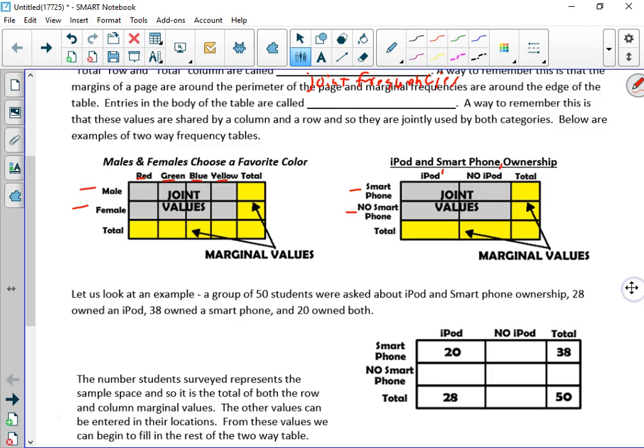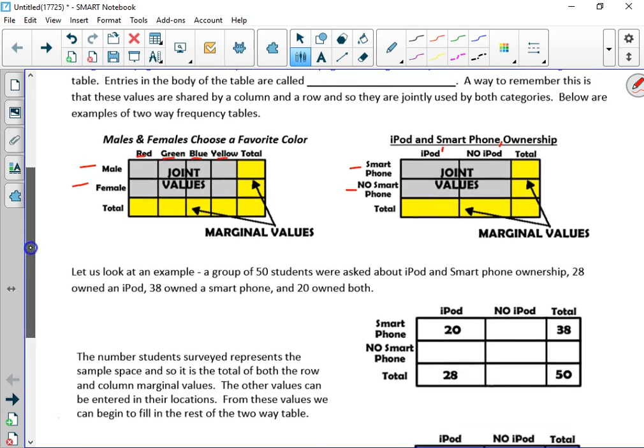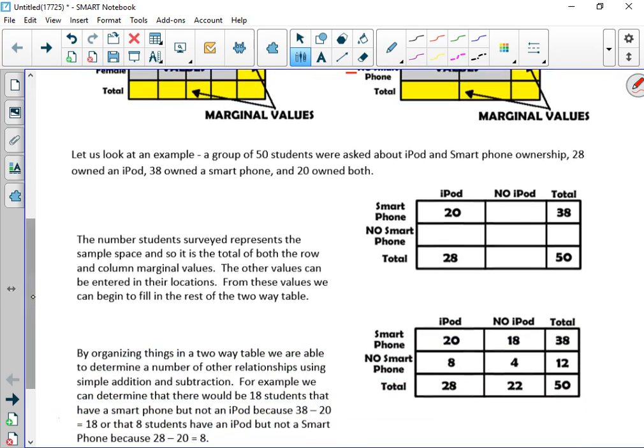Now, let us look at an example. A group of 50 students were asked about iPod and smartphone ownership. 28 owned an iPod, and 38 owned a smartphone, and 20 owned both. So, the number of students surveyed represents the sample space, and so is the total of both the row and the column. 50, right there. The total, in other words. The other values can be entered in their location.